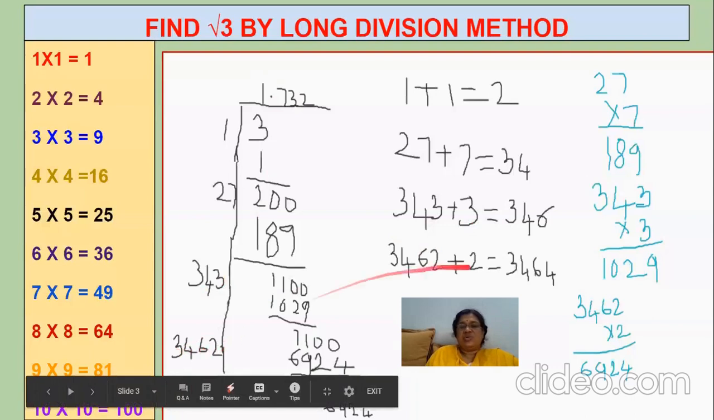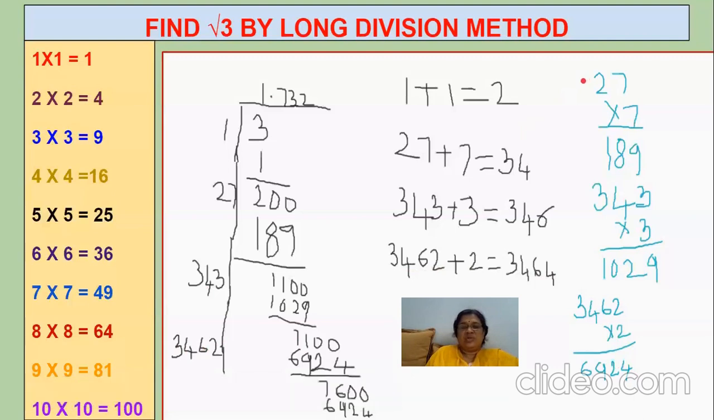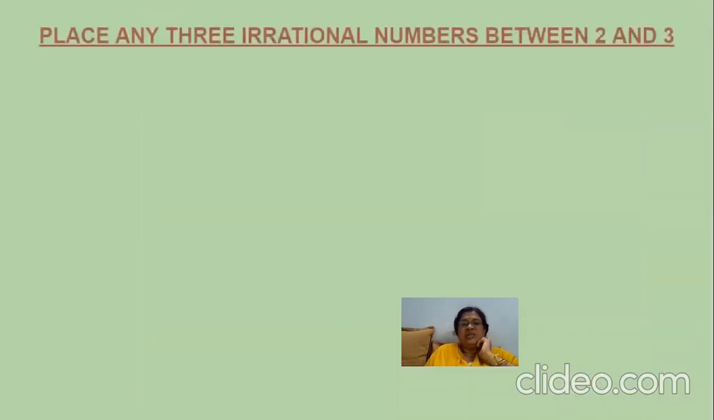When you place 2, you have to multiply with 2. Then you'll get the answer as 6,924. When you keep 6,924 and subtract, you'll get the values like this. So you can continue like this. So the value for root 3 will be 1.732. Like this is the long division method. When you solve the problems, you feel it is easy.